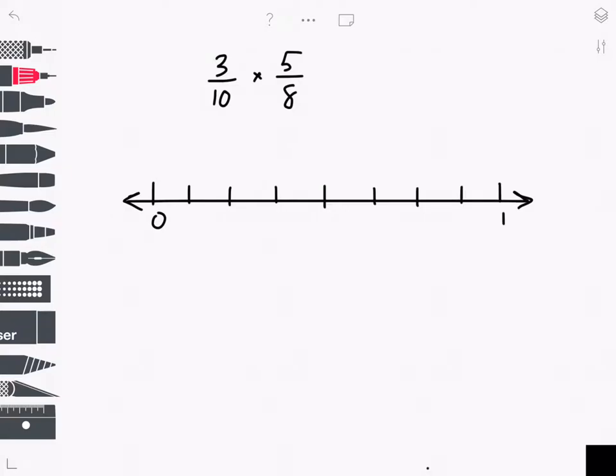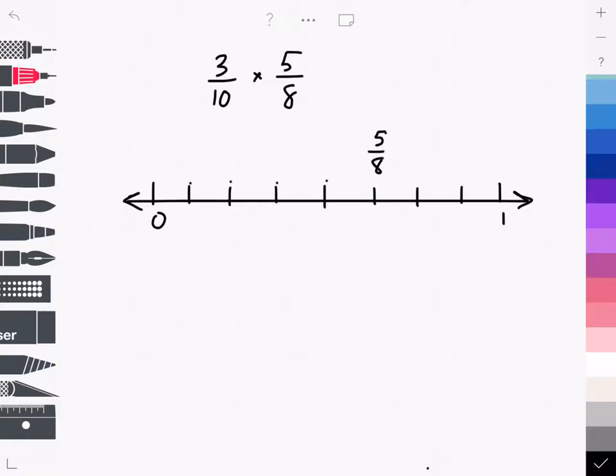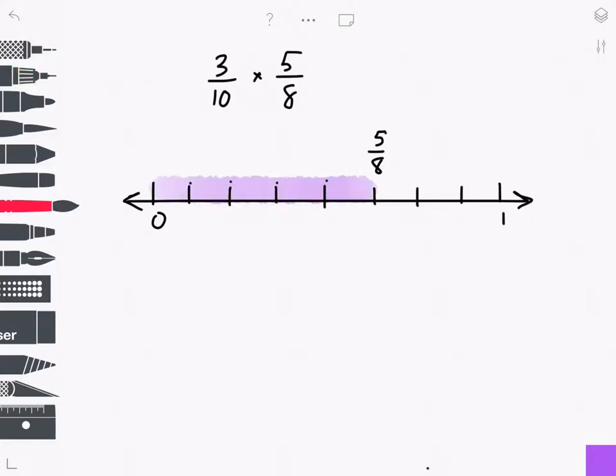Okay, and I'm looking for 5/8 to start. Got 1, 2, 3, 4, 5/8. I'll highlight 5/8. Now, what I want to find is 3/10 of 5/8.